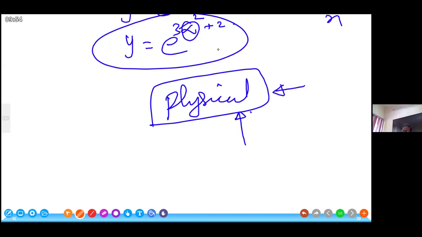Any other clarification on what we have covered up to now? Because we are going to have a new section which is unrelated to the section that we have already learned. Sir, in the previous function, e power infinity should equal 0, sir. Don't worry. The question I will put in such a way that you will find the answer.